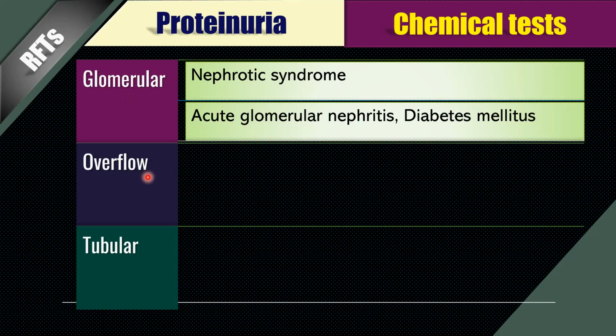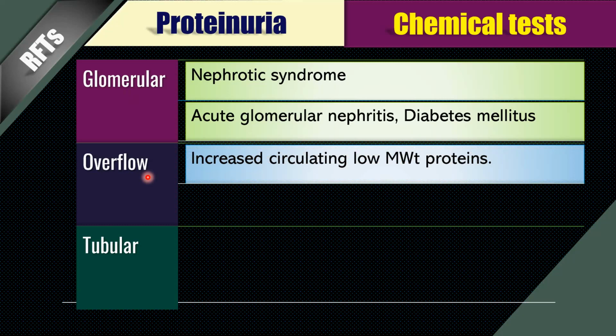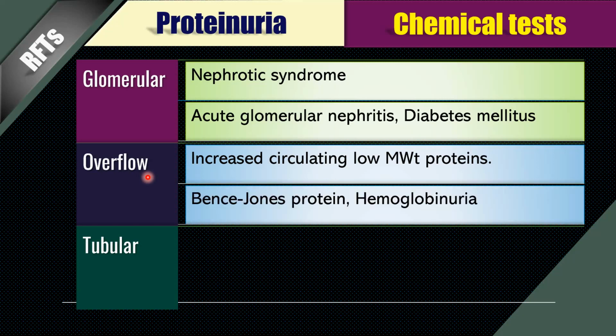Overflow proteinuria. Here the kidney might be normal, but there are increased circulating low molecular weight proteins. So the concentration of these low molecular weight proteins is increased due to some other disease, and we will see proteins in the urine. This is seen in multiple myeloma, and the proteins present in multiple myeloma are called Bence Jones proteins. We can observe these Bence Jones proteins in the urine in multiple myeloma. And hemoglobinuria: in some hemolysis conditions, there will be hemoglobin in the urine.